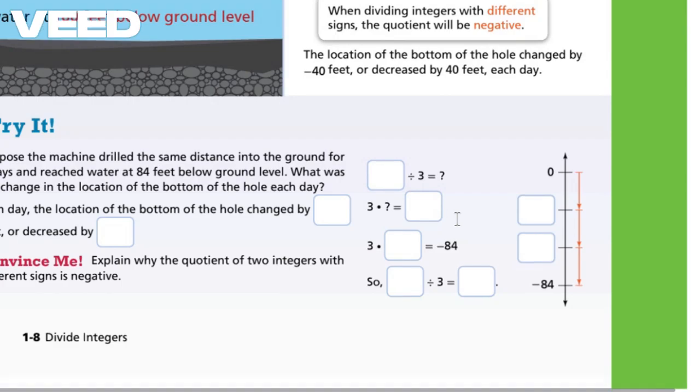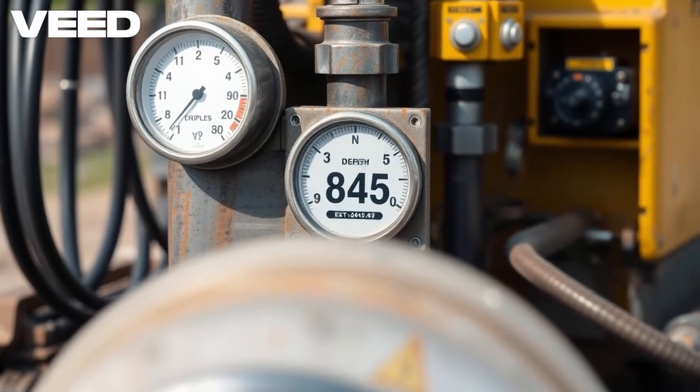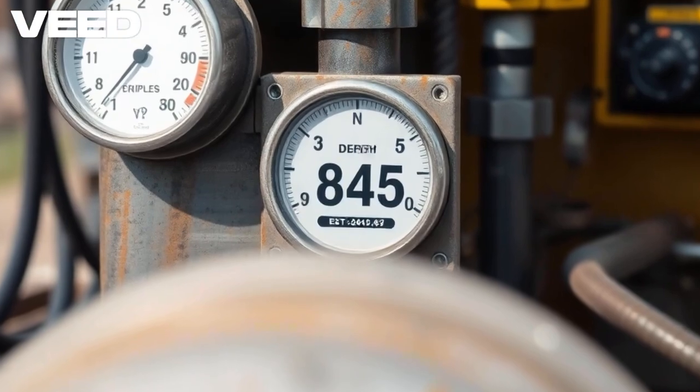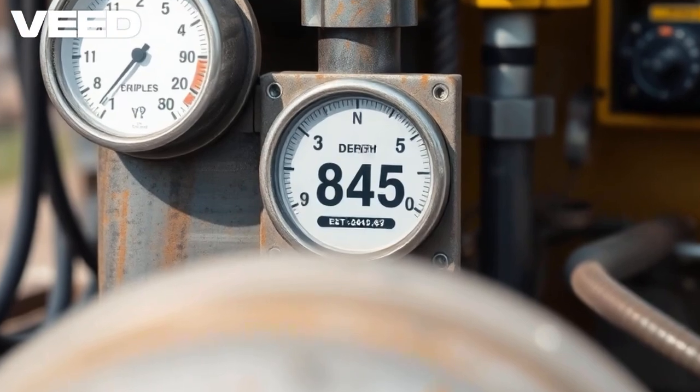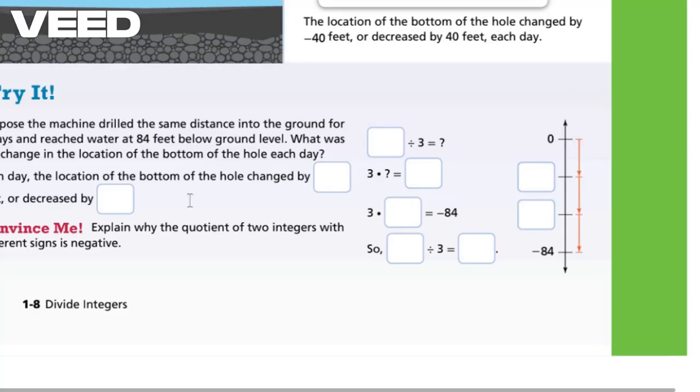Let's move on to the try it section. Suppose the machine drilled the same distance into the ground for 3 days and reached water at 84 feet below ground level. So this is the same situation, except instead of going down 160 feet, it went down 84 feet. And instead of it taking 4 days, it took 3 days. So what we're going to do is 84 divided, well, in fact, negative 84, since it's below ground level, negative 84 divided by 3 to find out how much was dug each of those 3 days.